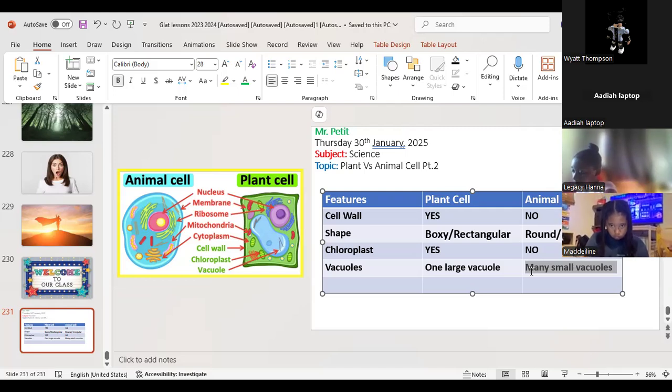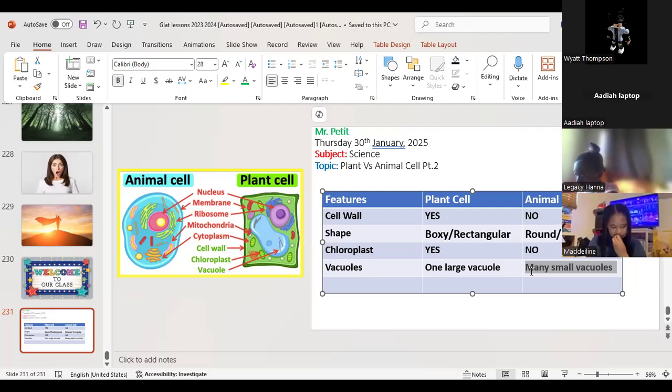The chloroplast is needed to help the plant with the process of photosynthesis. So it helps the plants make food through photosynthesis. The chloroplast has chlorophyll in it that helps the plant with photosynthesis. So why does the plant cell have chloroplast but the animal cell doesn't? Because it helps them with photosynthesis so they can make their own food. Very good.